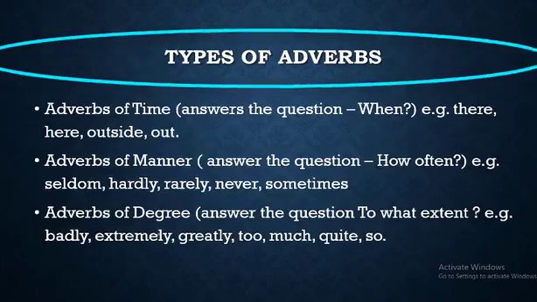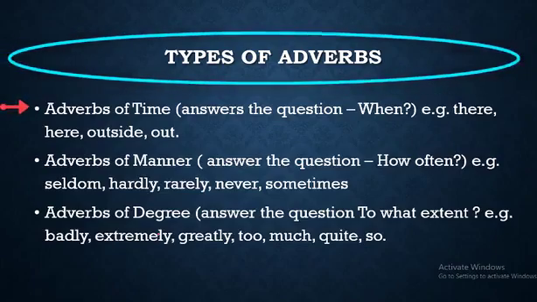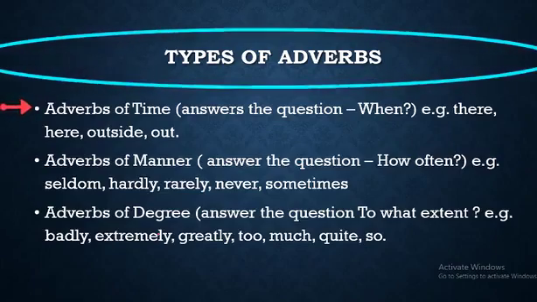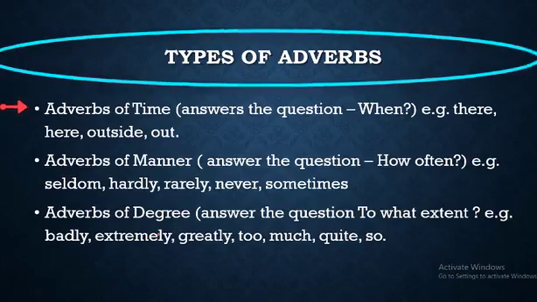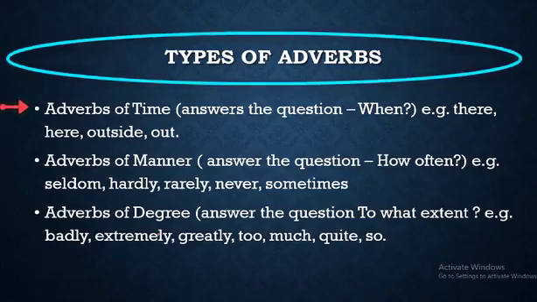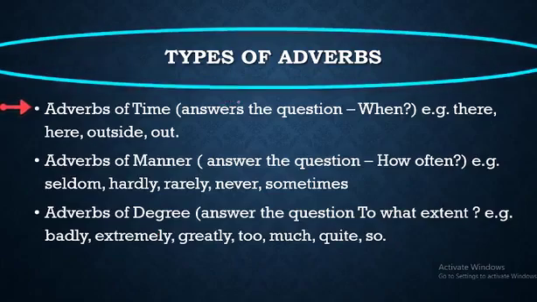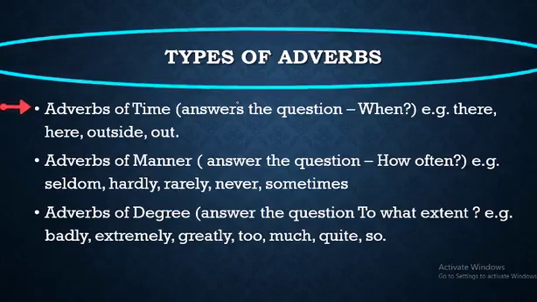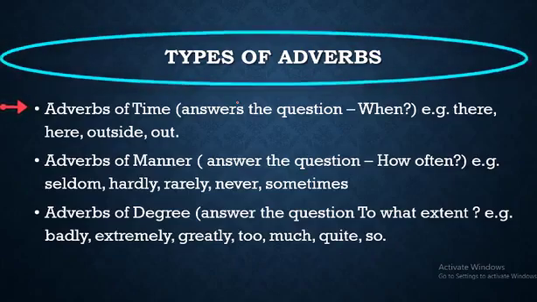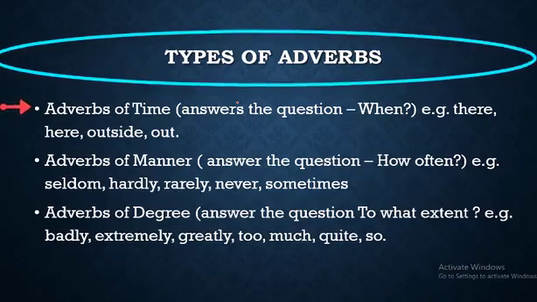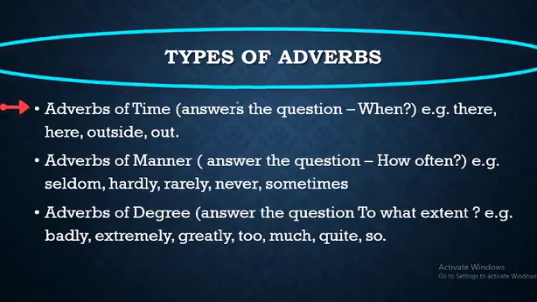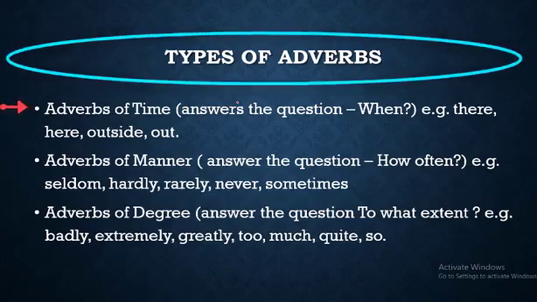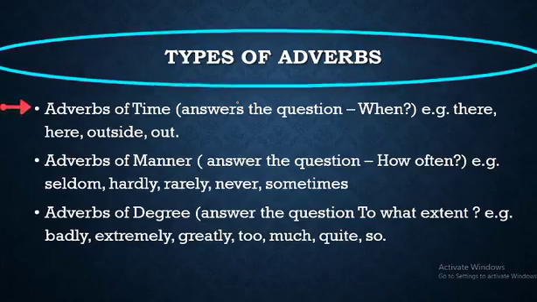So let's move on to the types of adverbs. We have adverbs of time. How do I know it's an adverb of time? It answers the question when. That's how we know an adverb of time. It was raining when I arrived.